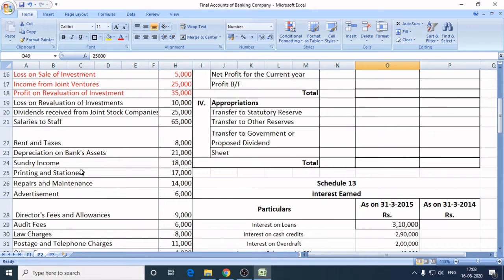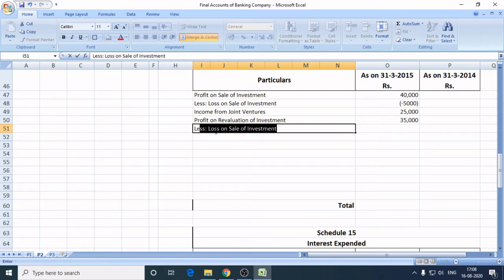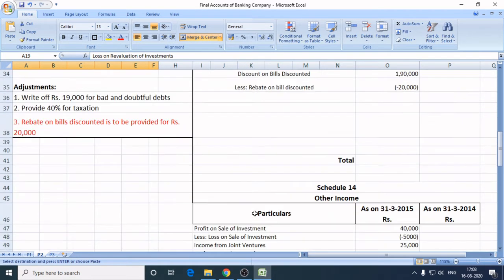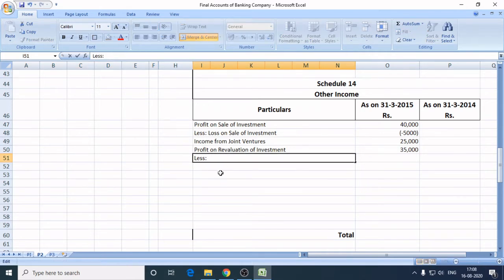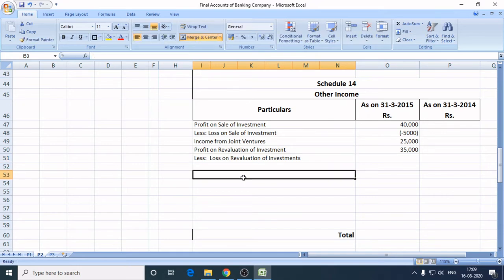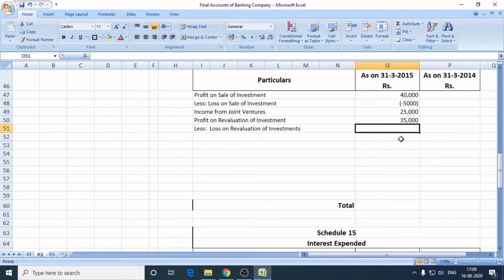Now the next in the problem is loss on revaluation of investment, 10,000. It will be adjusted from the same schedule, that is 14. As I have told you, we have to deduct the loss figures. The title is loss on revaluation of investments, and the figure is 10,000. So here take 10,000 rupees, but show this figure in the bracket. Close the bracket. Okay.